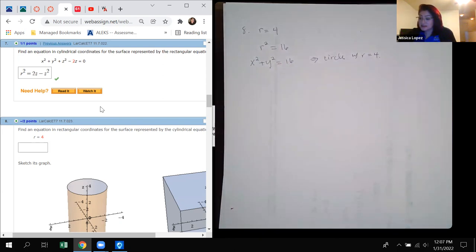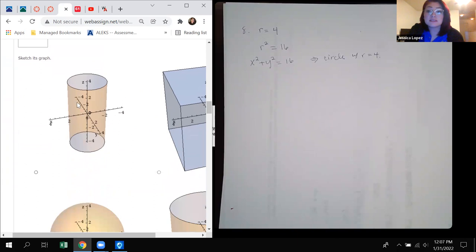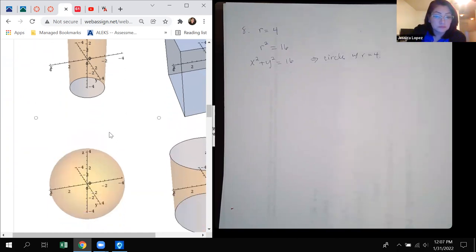But z is not given. So z is called arbitrary. Z can be anything, z is very much arbitrary. Because z is arbitrary, z could be positive, z could be negative, it could be anything. So our graph is really going to look like a cylinder, where you have this circle, but the z value could be a negative value or a positive value. All we know is that the radius of that circle is 4.